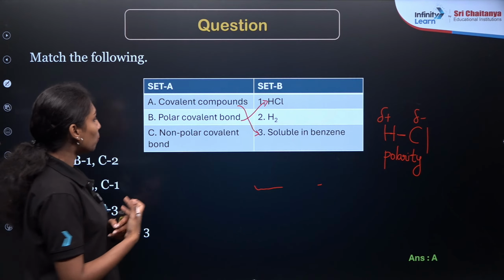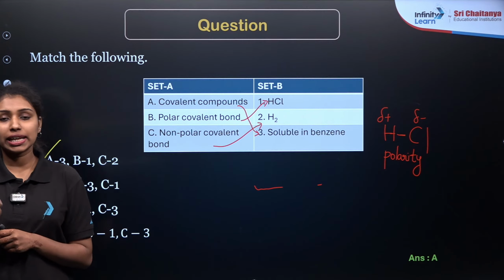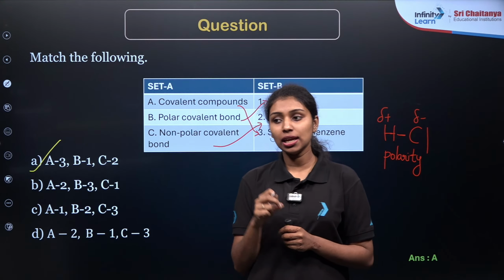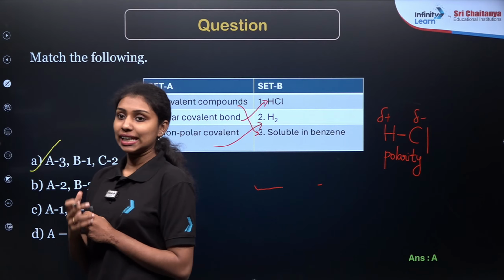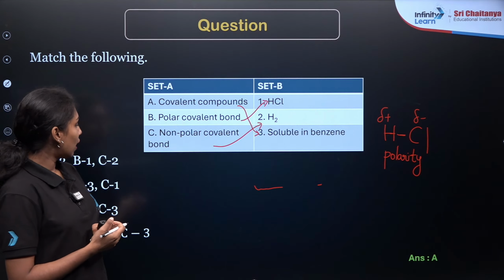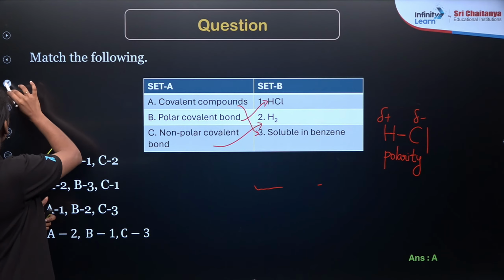Then the last one, non-polar covalent bonds, which means they are formed by the same type of atoms. In the case of hydrogen, there is no electronegativity difference, right? So there will not be any partial positive charge or partial negative charge over there. So they are known as non-polar covalent compounds. According to these options, option A will be the correct answer here.